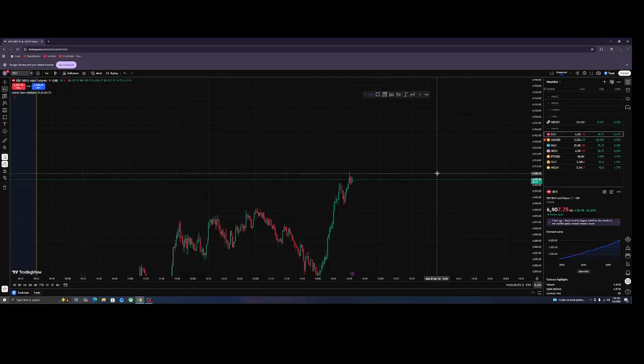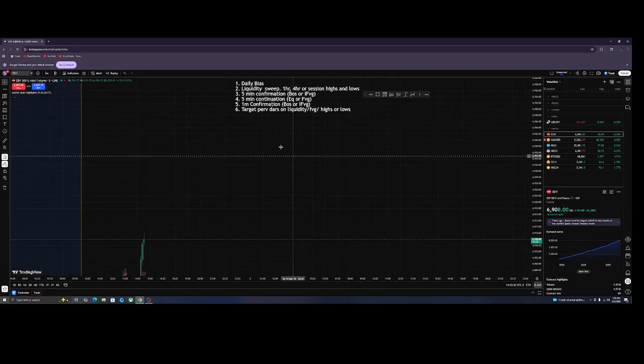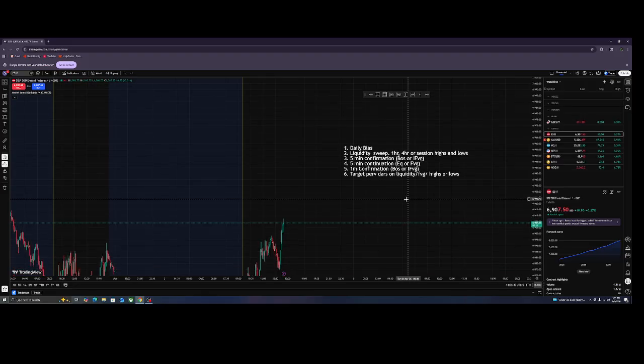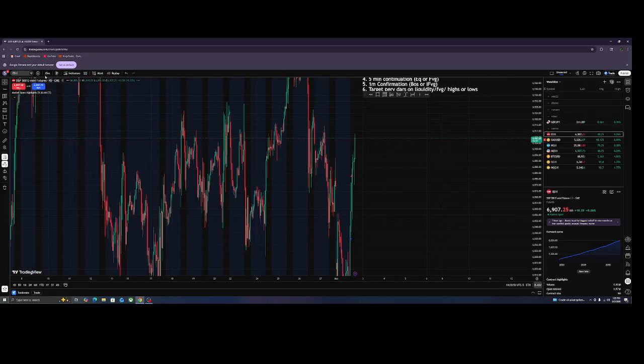And if you don't know these terms, then you should not be trading right now. You gotta go learn those first. And after that, just target previous draws on liquidity, fair value gap, or highs and lows. And now let's get into the trading part. I'm gonna show you exactly how all of that works.